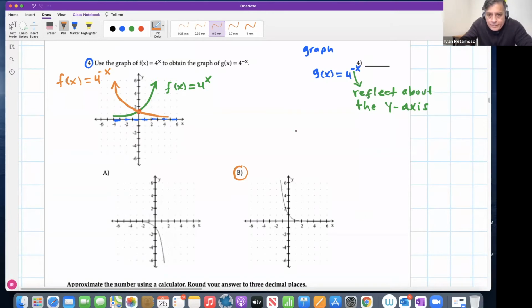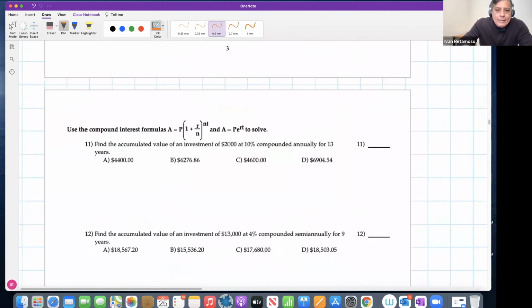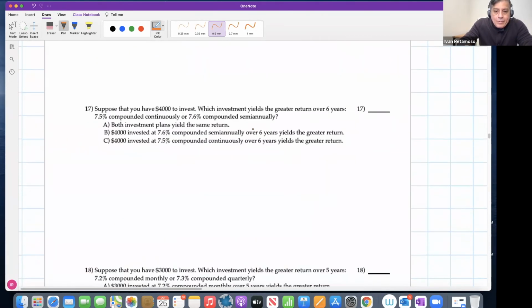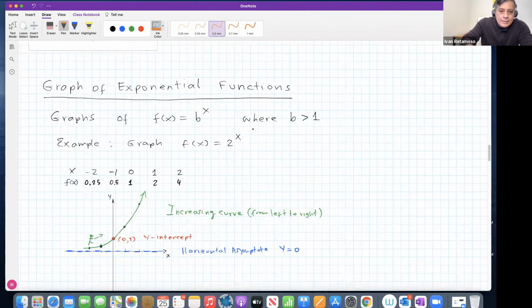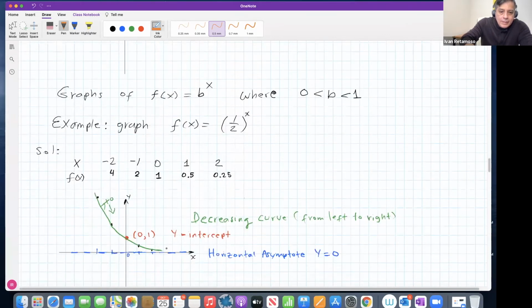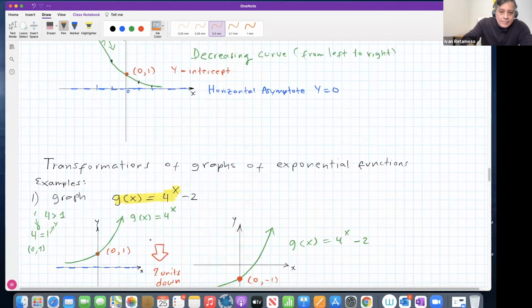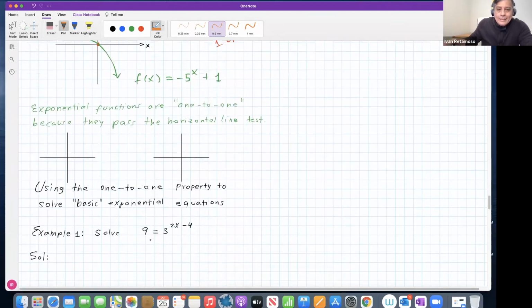So let's move on. Let's talk about a very interesting property about exponential functions. It is this. Exponential functions come in two shapes, this shape and this shape, but no matter in what shape they appear, what is important is that they will always pass the horizontal line test, and therefore they are one-to-one functions. Exponential functions are one-to-one because they pass the horizontal line test.